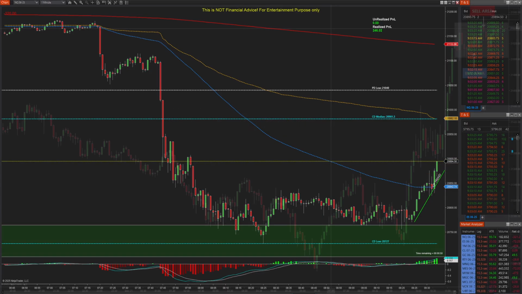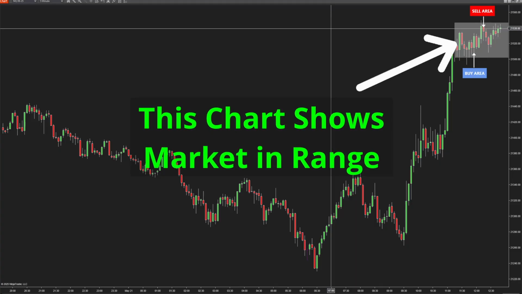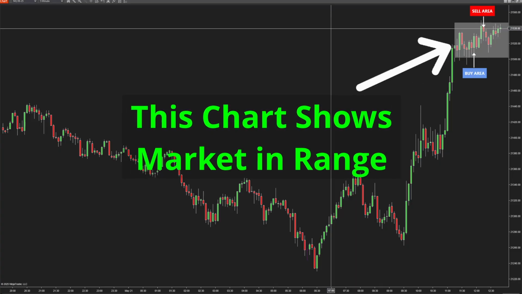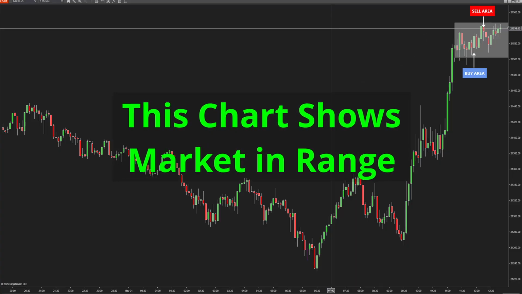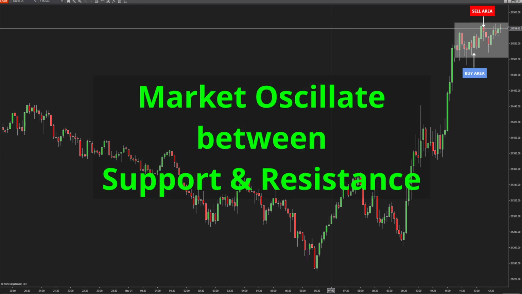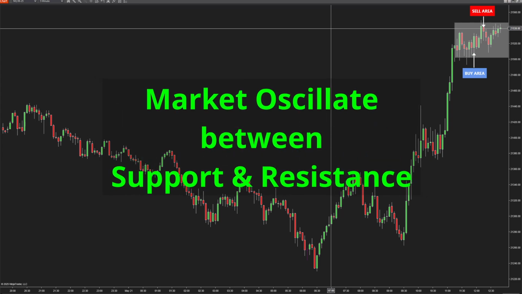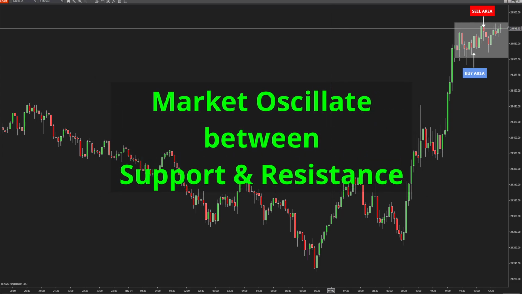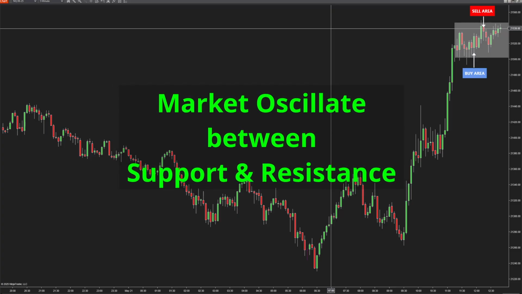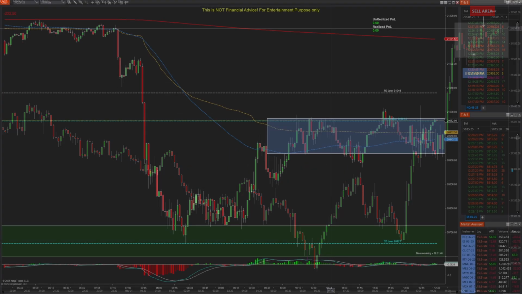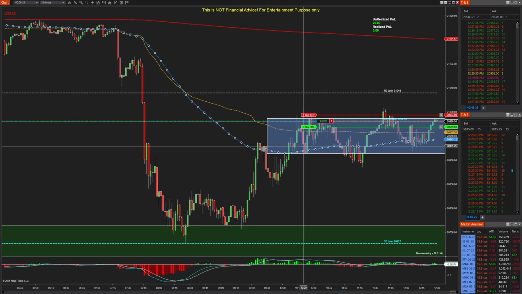Range trading is a strategy that involves buying and selling within a specific price range. It is based on the idea that markets tend to oscillate between two levels, support and resistance. By identifying these levels, you can profit from the natural fluctuations in the market. This is a live trade showing range trading strategy in action.